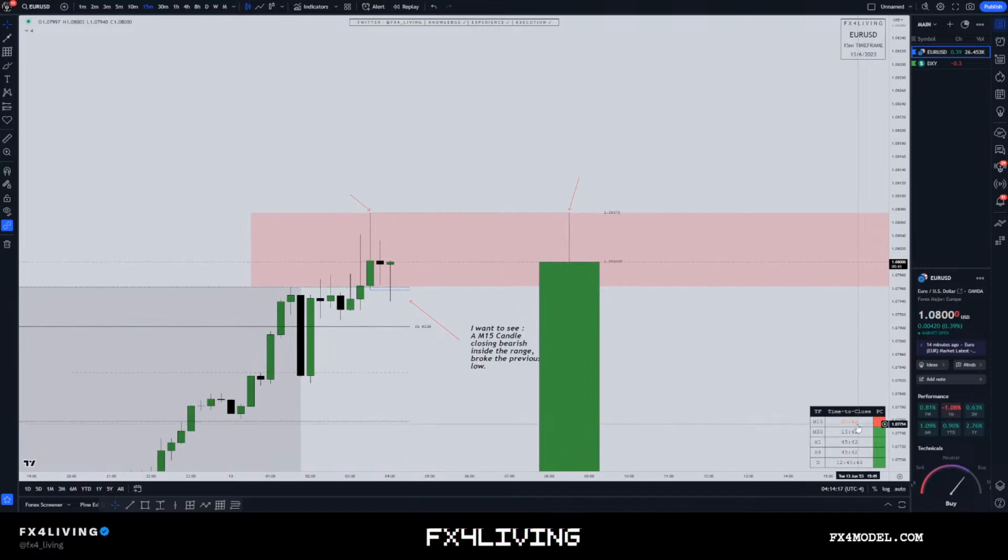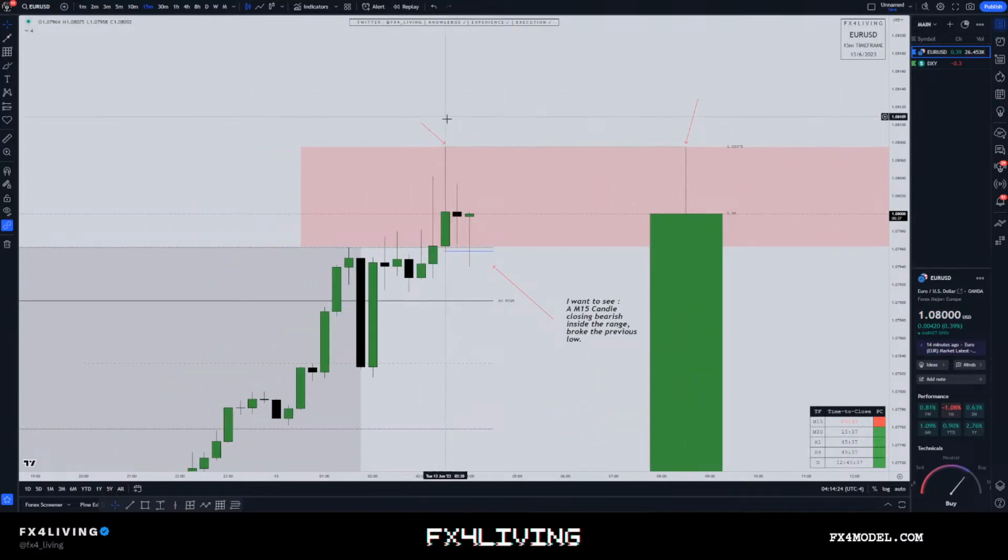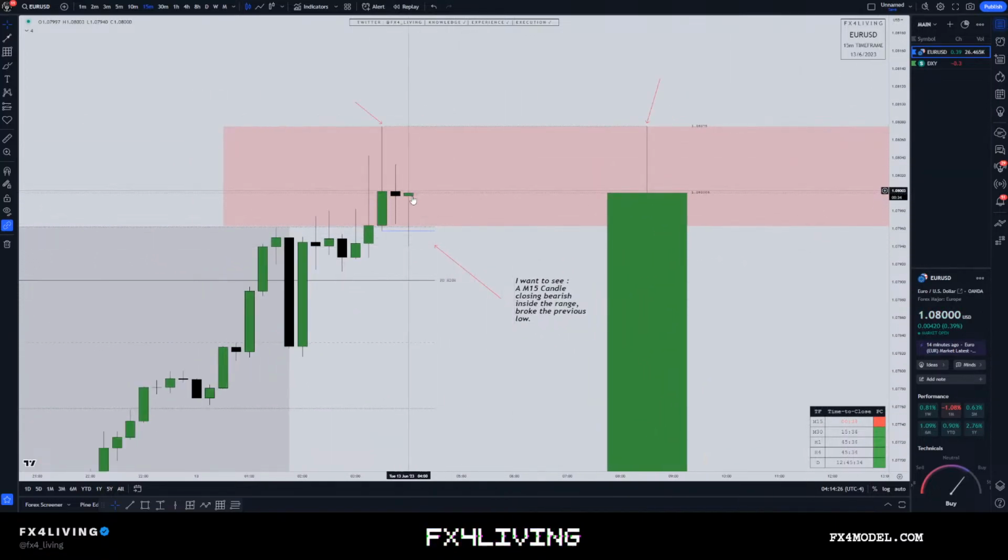Look, there's 45 seconds left on this 15-minute candle, and that was exactly what I was saying, right? It's nice to break this low here, but look, the 15-minute closed bullish at the 30-second mark of the close. You see? This is crazy. 22 seconds left, and look at the candle close. Look.